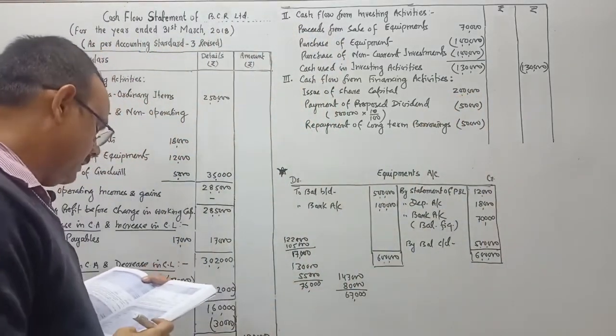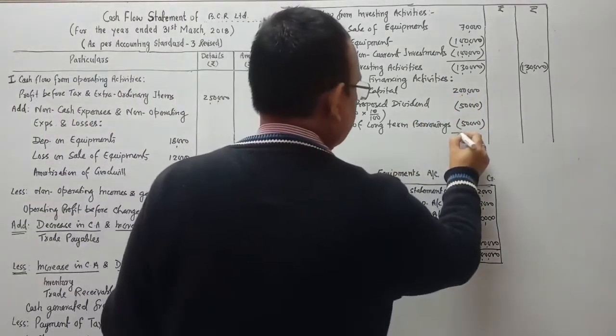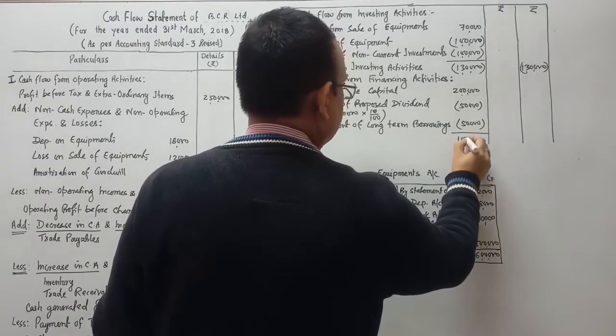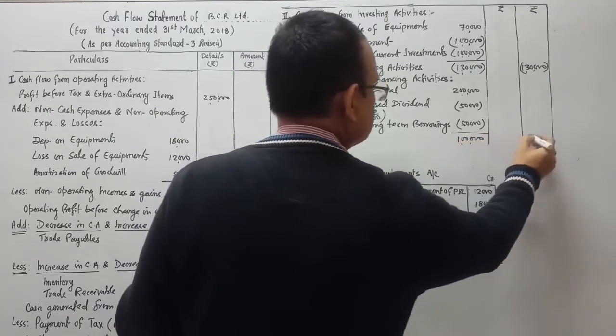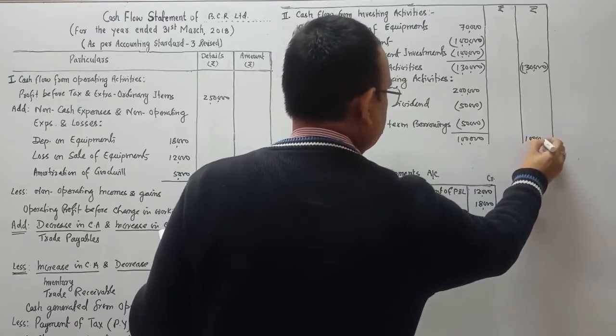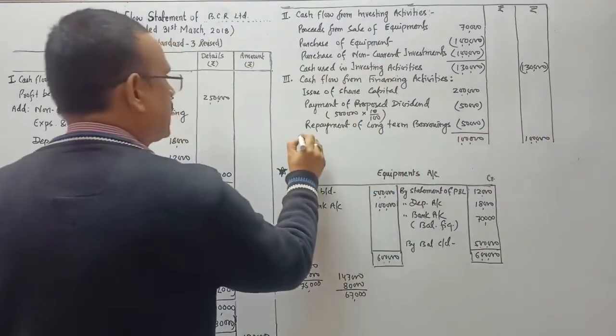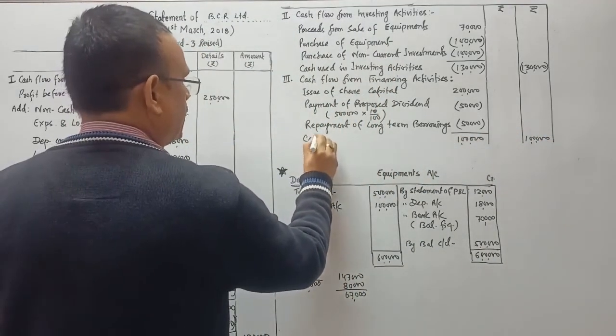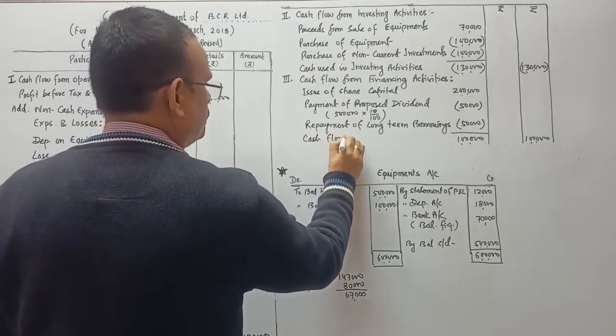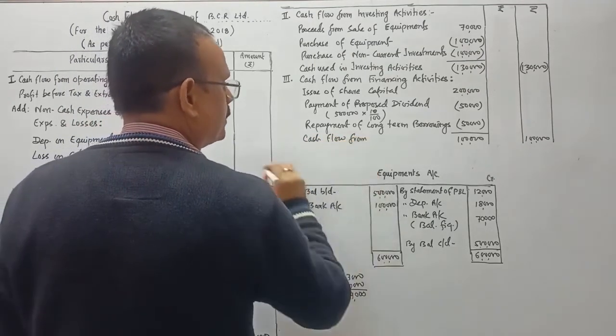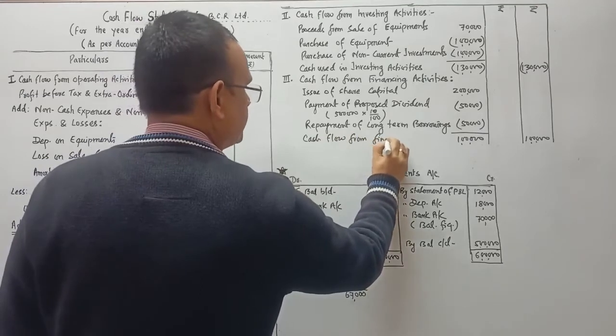So finally, cash flow from financing activity is 1 lakh. You write this figure in the outer column, 1 lakh. This is the cash flow from financing activities.